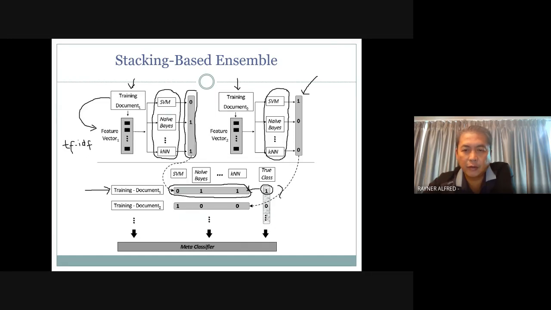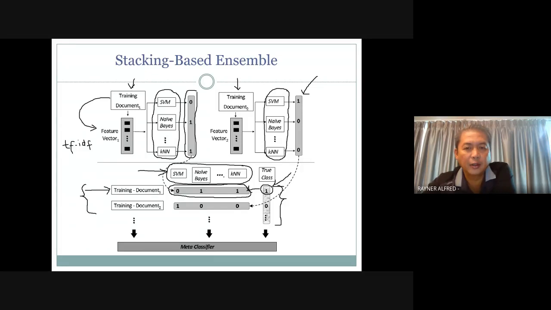So for each of the documents, we will have to perform the same. This is what we call a meta classifier, in which we combine a few classifiers, and for each document that we have, we try to predict it using these classifiers, and we come up with the true class based on the majority voting here.